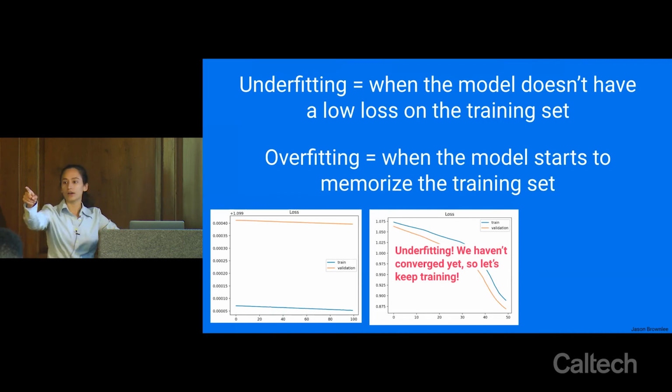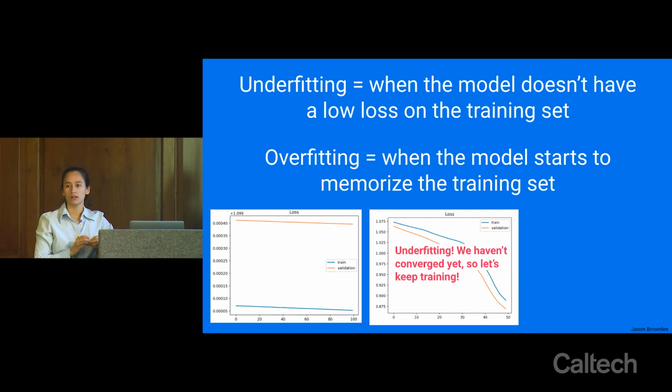Okay, so underfitting is the concept of when a model doesn't have a low loss on the training set, which means that it hasn't learned. This model is learning because the loss is going down, but it hasn't yet plateaued. Because it hasn't plateaued, we can still learn more, so it's underfit to the data. We can do better. Does that make sense?